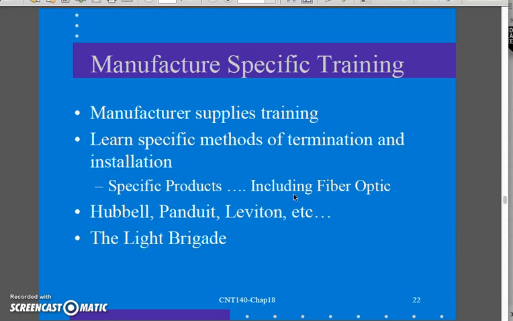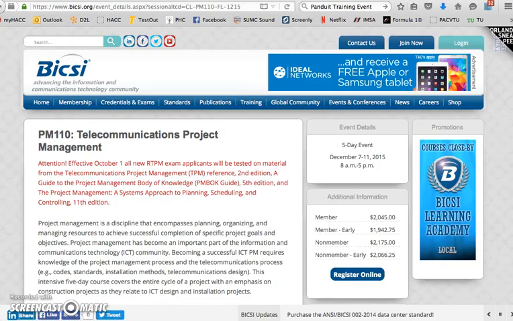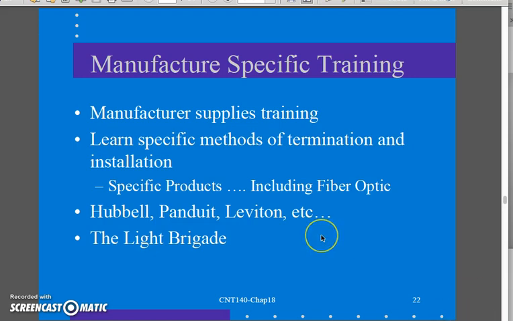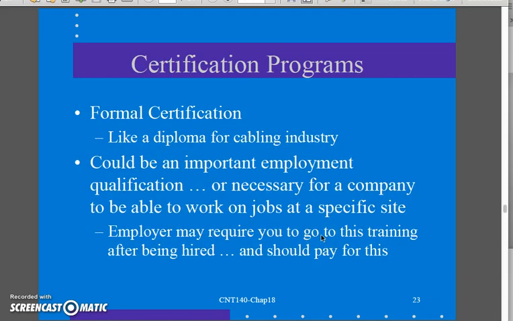Meanwhile, manufacturer-specific training. Again, somebody like a Hubbell, Panduit, Leviton is going to train you on specific products for their products, their equipment, their terminations, etc. And even something like a Light Brigade. I pulled these guys up too. These are specific about fiber optic training. So there are different organizations out there that can do manufacturer-specific training.